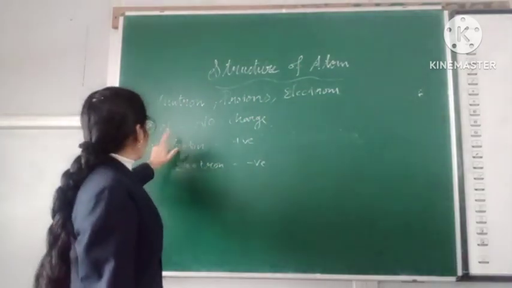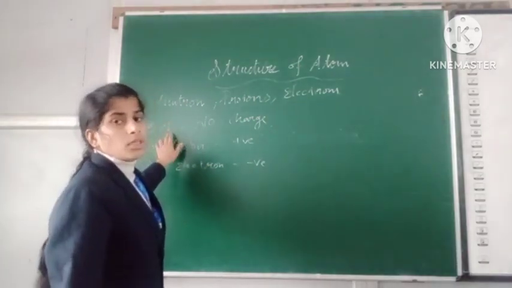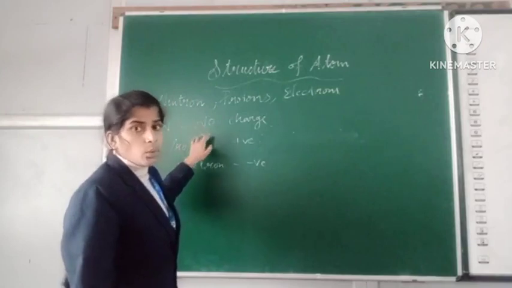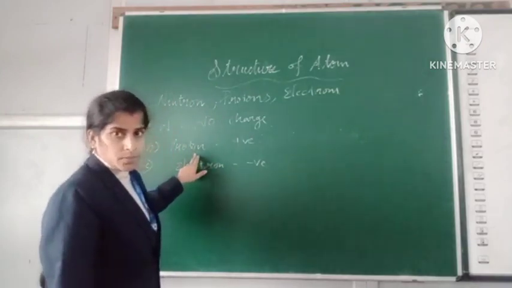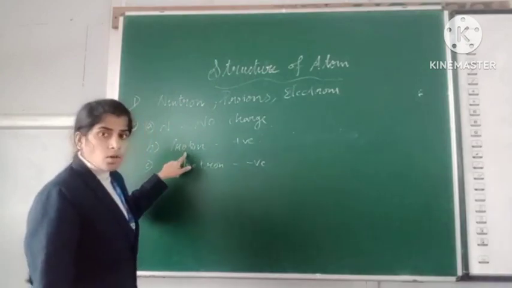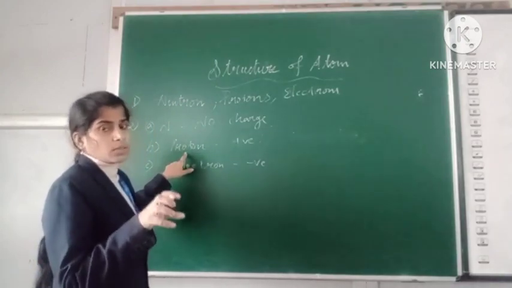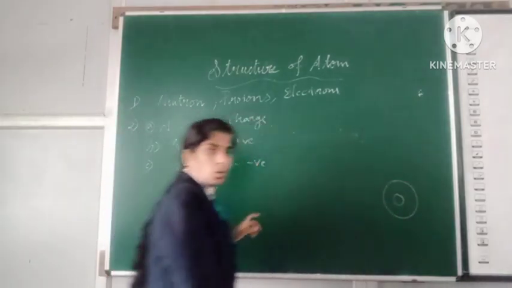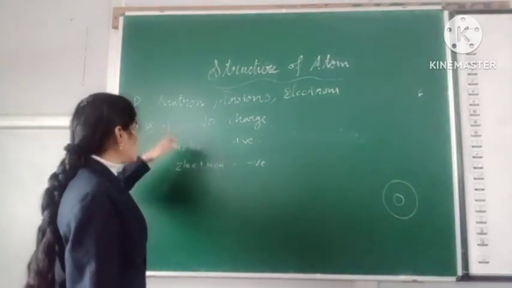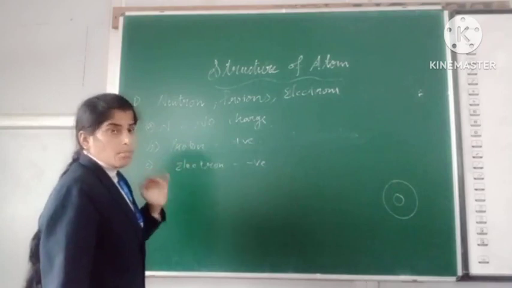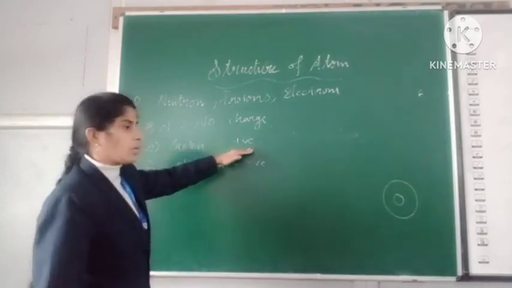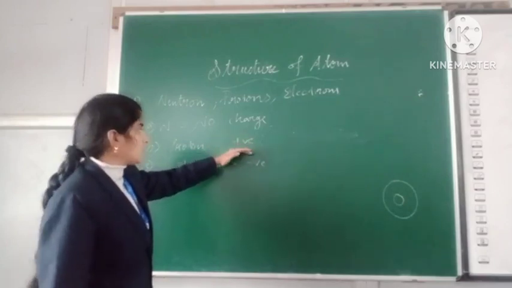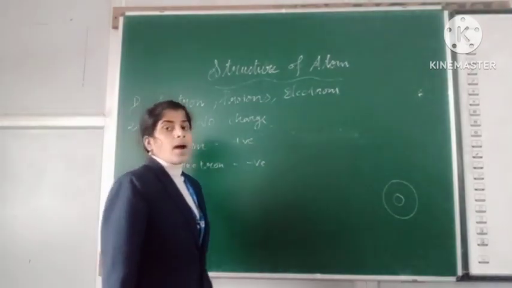Second, the neutron has no charge. Neutron mass is equal to the mass of the proton. The massive subatomic particles are placed at the core of the atom. So the neutron and proton both have equal mass. The proton has a positive charge, and its mass is almost equal to the mass of one hydrogen atom.